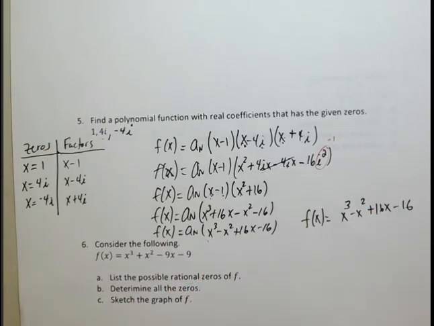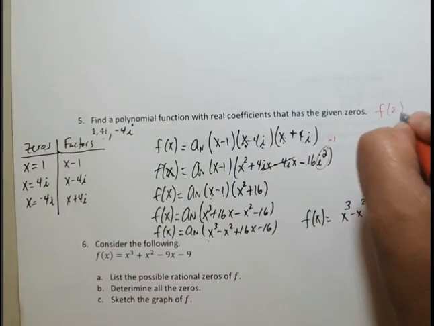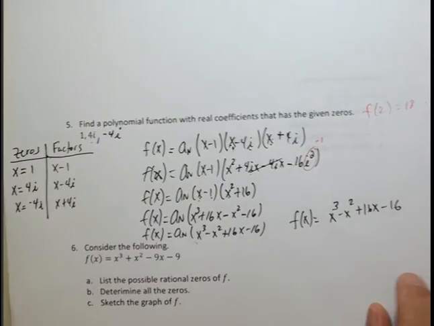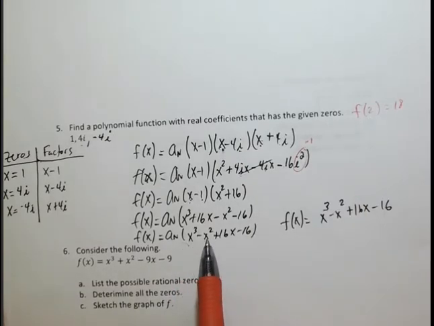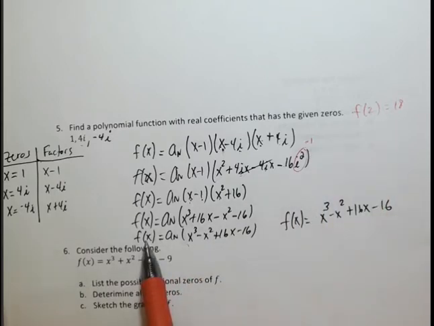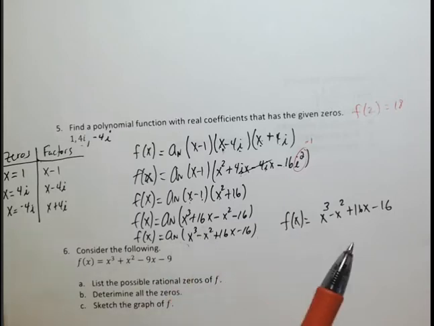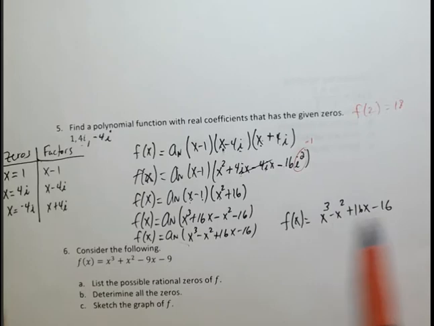If they give you other information, for example, f of 2 is equal to 18 or something, then you would plug in the 2 for all your x's here, and the 18 would be on this side, and you'd be solving for an. And there are some of those on their homework for that section. But they don't give you this, so your answer is just going to be this.